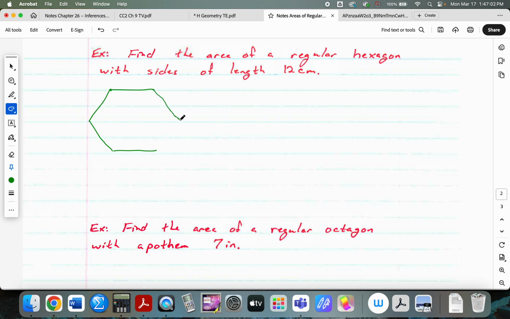Don't draw it really tiny. Make it pretty big. If you're going to err on one side or the other, I would err on the side of making it too big, because we're going to put a lot of things in here. So all these sides have a length of 12.